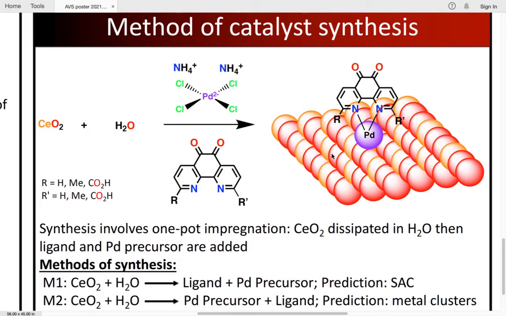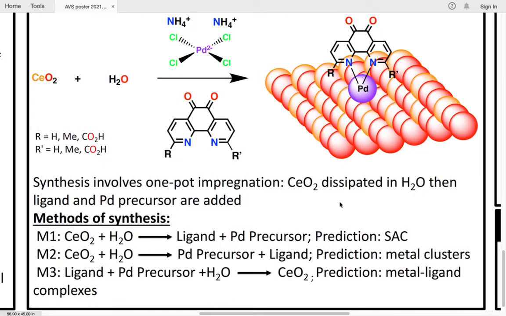Also, what I've been trying to do is manipulate the reactant order in order to see its effect on the type of palladium in the system. So I propose different mechanisms that can alter the types of palladium seen, whether it's single atom palladium, metal clusters, or metal-ligand complexes, depending on which reactants are added and in which order.